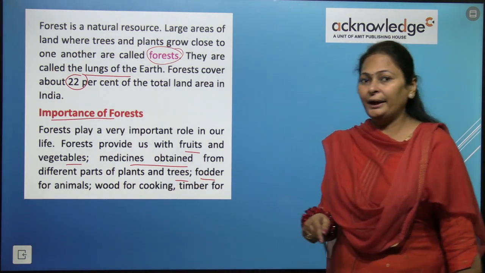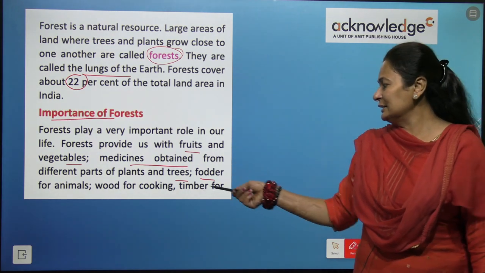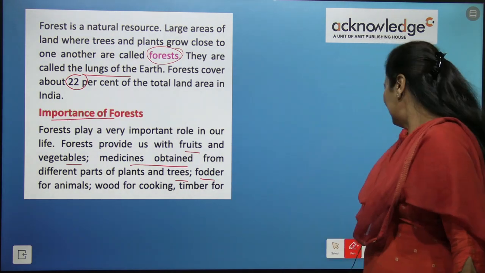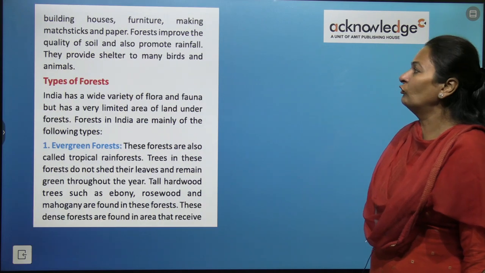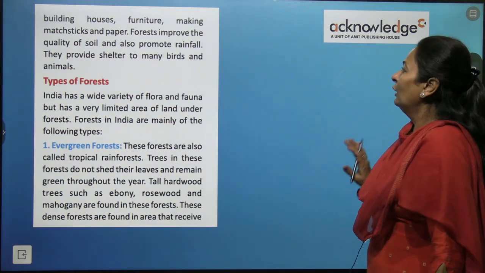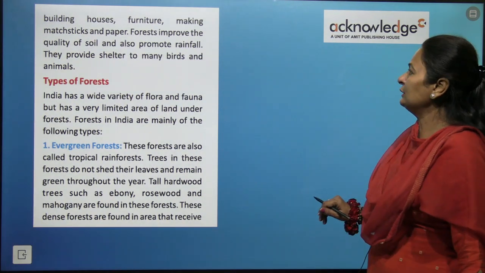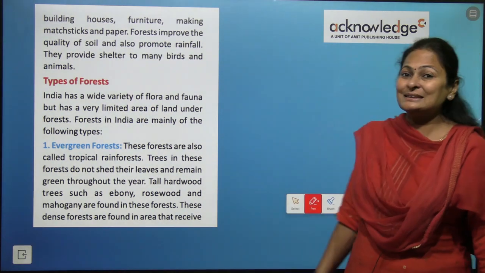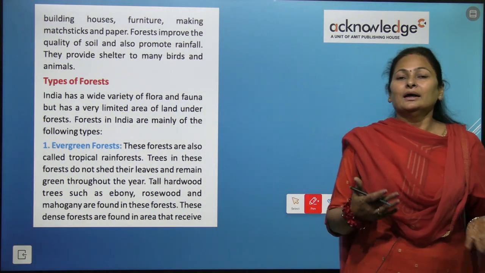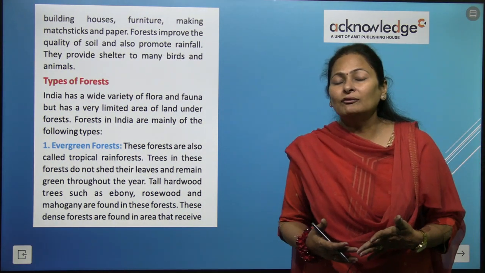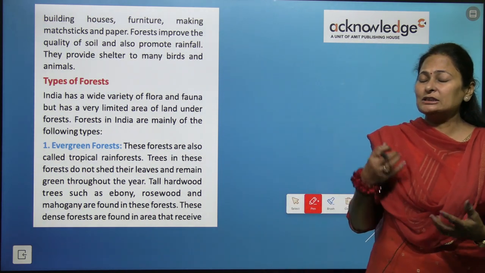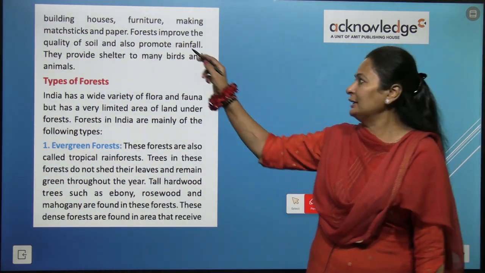So this is called fodder for animals. Food for cooking, as we have discussed. Timber. Now what is timber? Timber means wood. Timber for building houses and furniture, right? Making matchsticks, and paper is also made from wood pulp. So we get so many things from the forest.